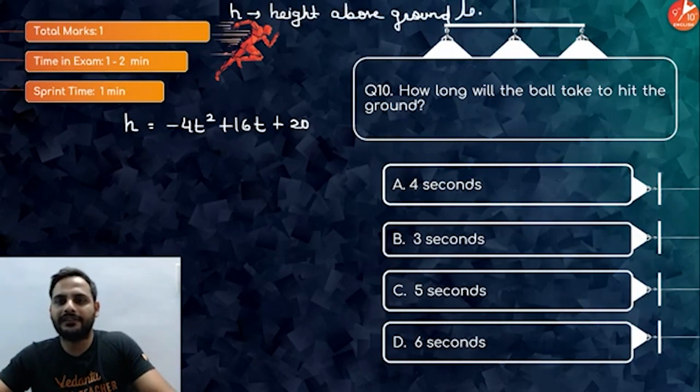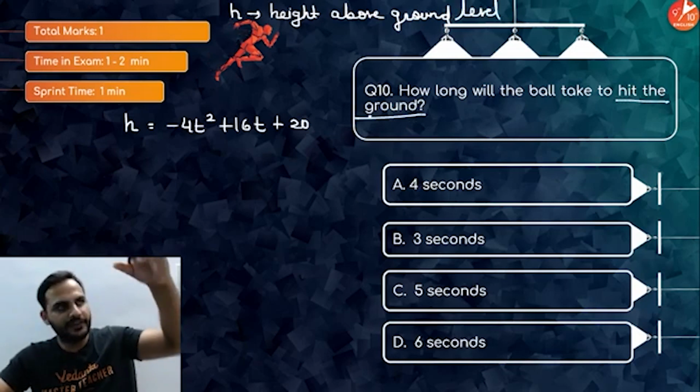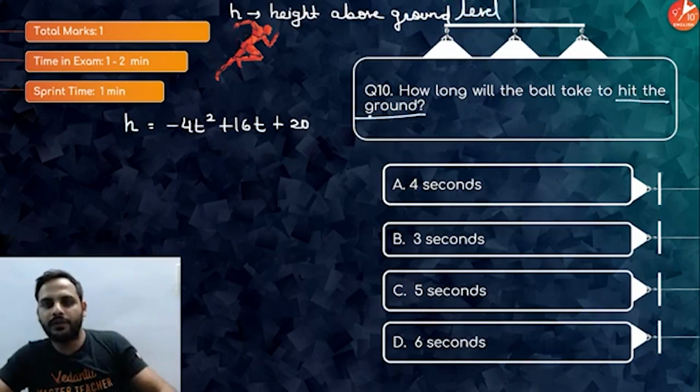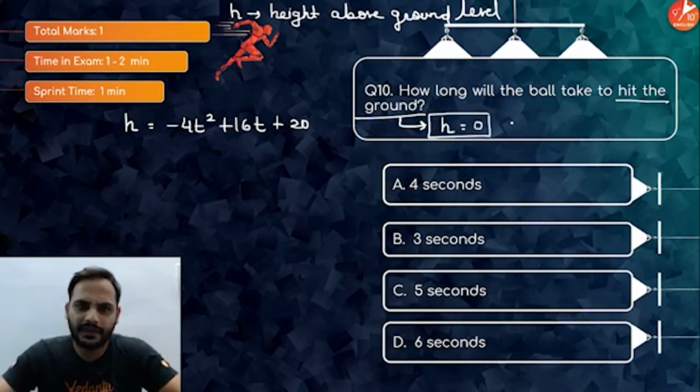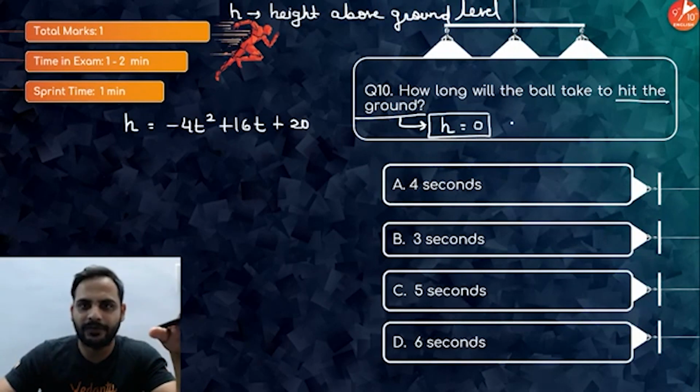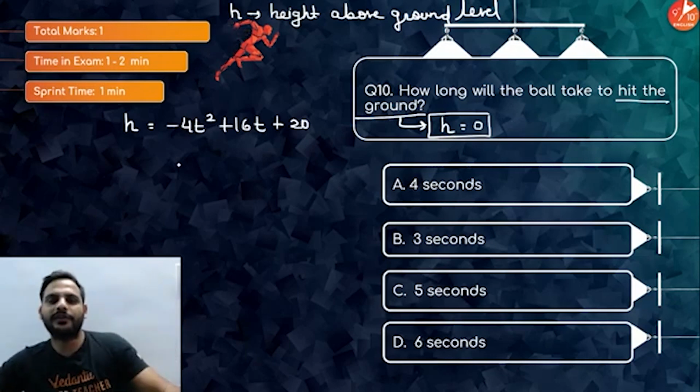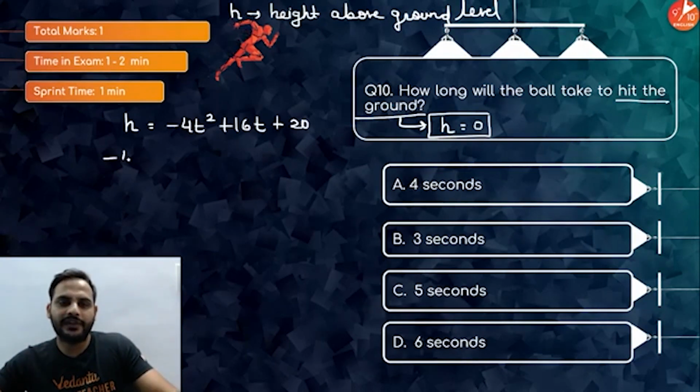Now I'll say one thing, sir, when the ball will hit the ground, at that point I can say a height, this h will be equal to 0. In the previous question time was given, we were finding h. In this case h is given, we have to find out time. So we put h equal to 0 in this.